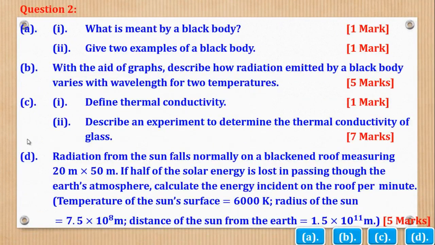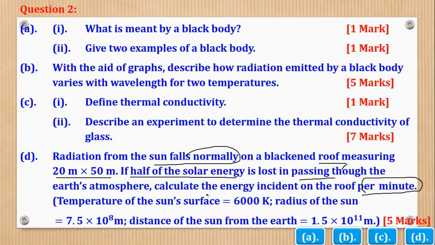So now we shall go to part D. Part D says radiation from the sun falls normally on a blackened roof measuring 20 by 50 meters. That is the surface area. If half of the solar energy is lost in passing through the Earth's atmosphere, calculate the energy incident on the roof per minute, not per second.